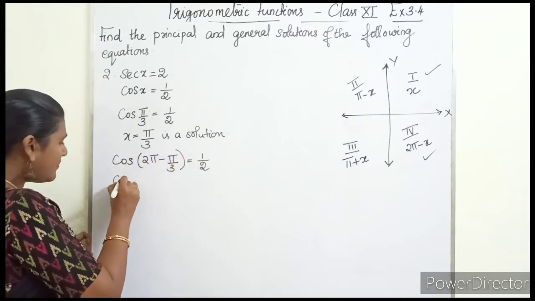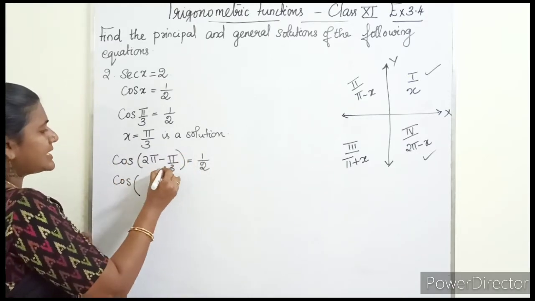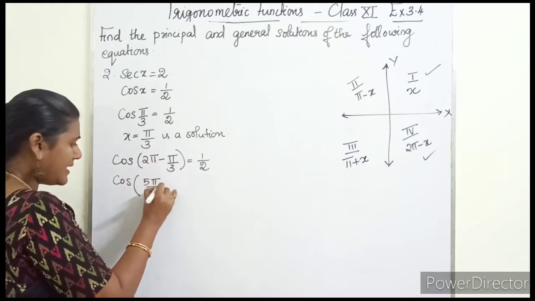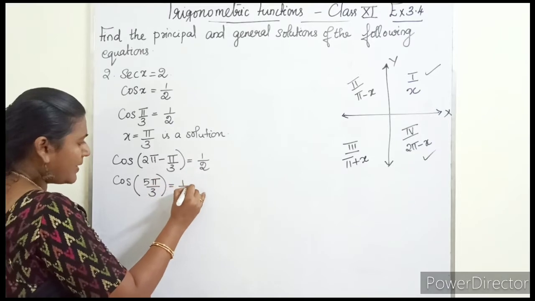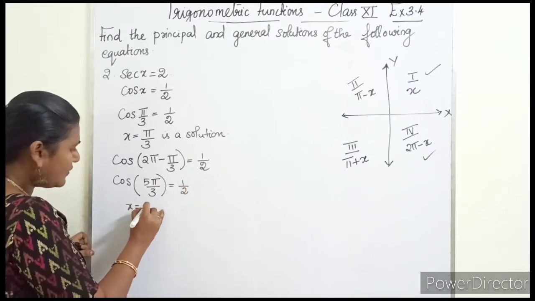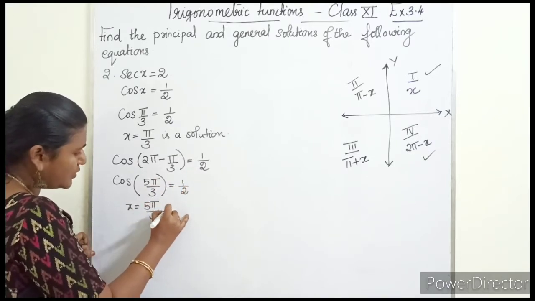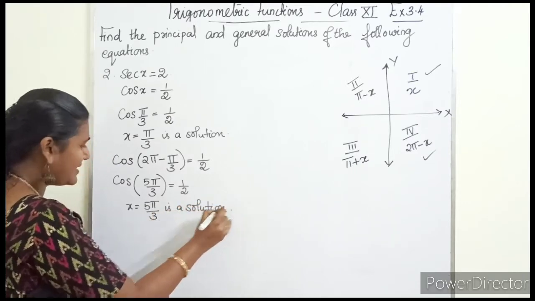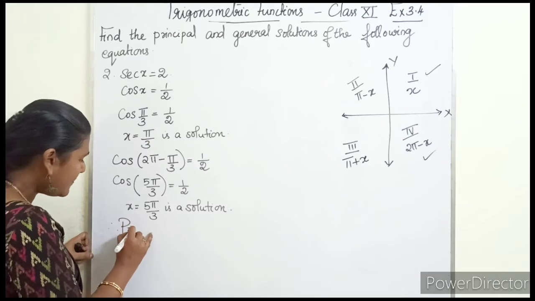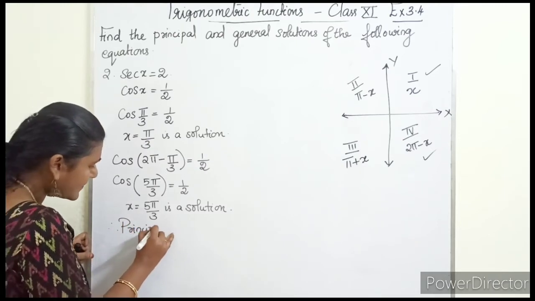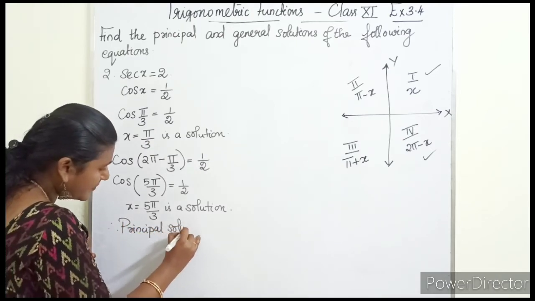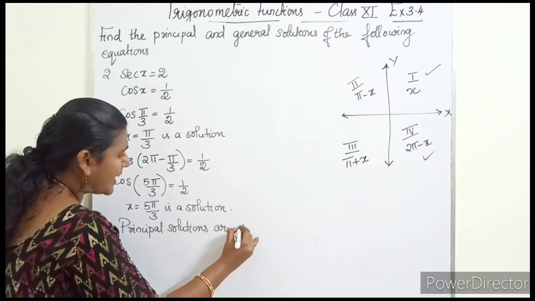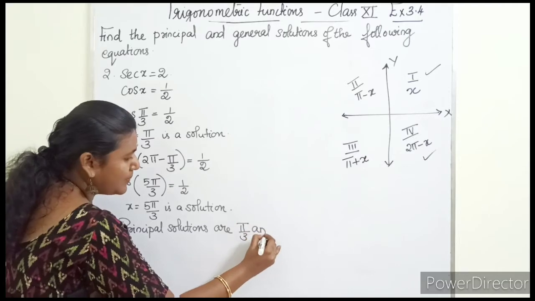Now we will simplify, that is cos(6π − π), that is 5π/3, is equal to 1/2. So x equal to 5π/3 is a solution. So this is the second principal solution. Therefore, the principal solutions are π/3 and 5π/3.